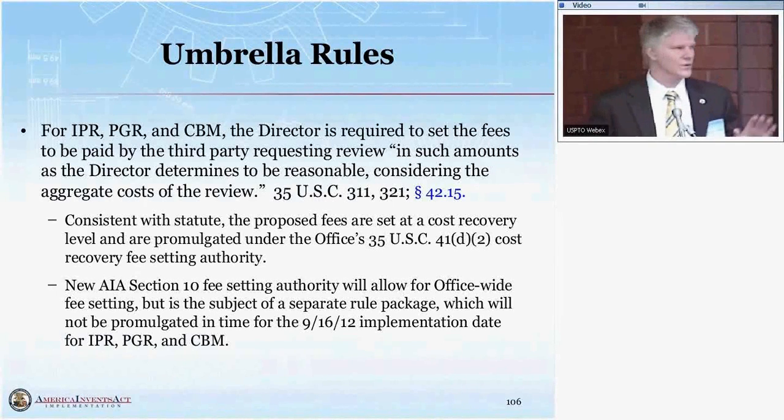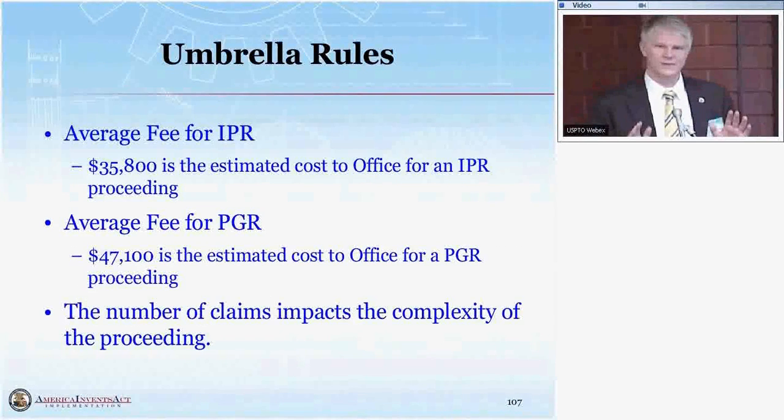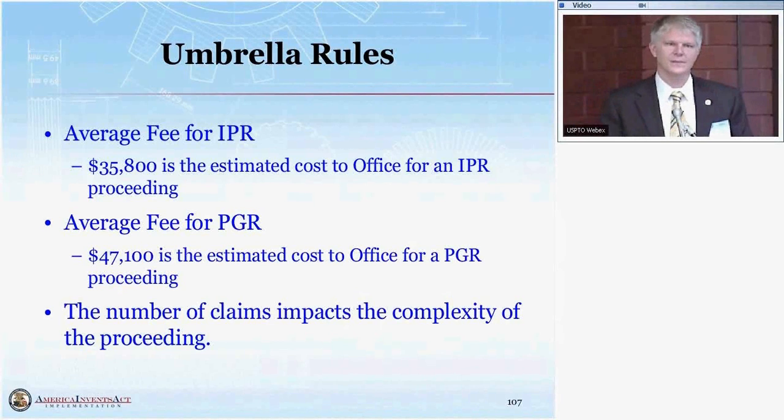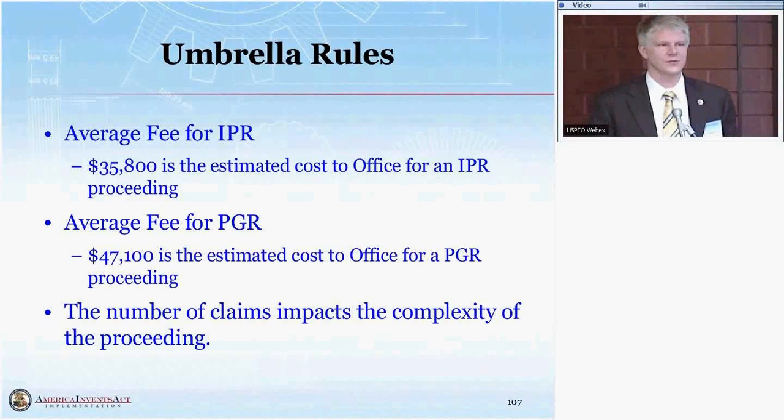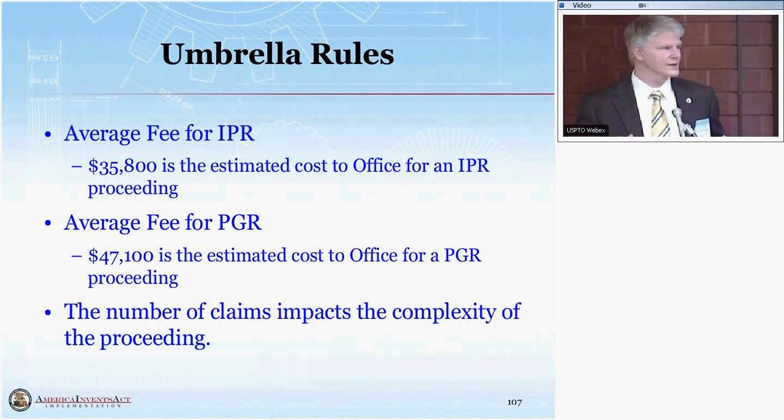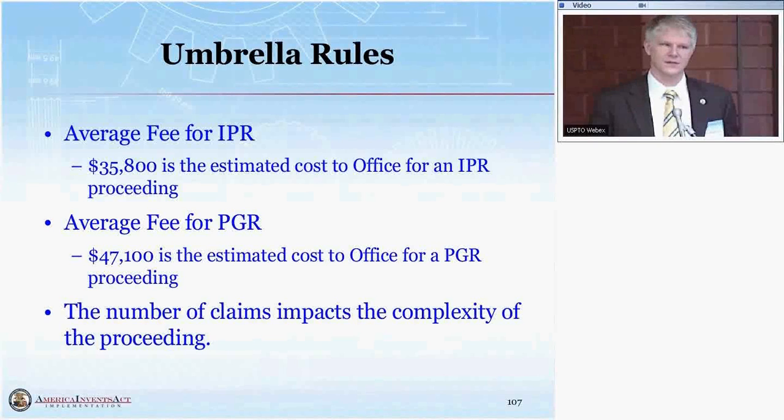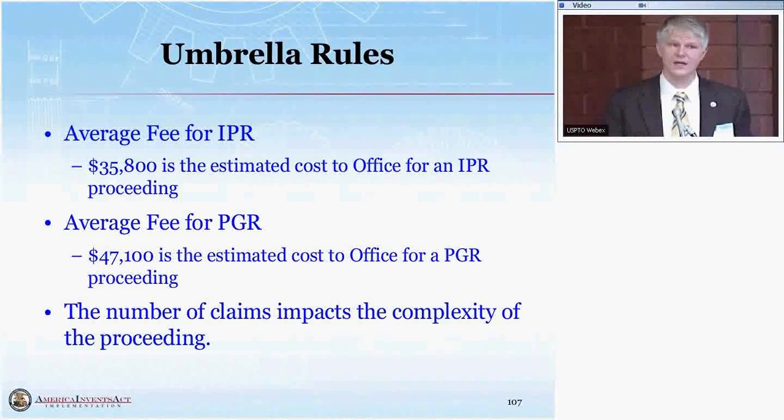Now, I just want to start here with a general overview. We're going to have some specific costs I'm going to show you in a moment, but I want to show you what we started with internally, give you some explanation of how we came up with fee setting. We looked at what is the average cost for doing the inter-party review. Also, what is going to be the average cost for cost recovery for doing a post-grant review?